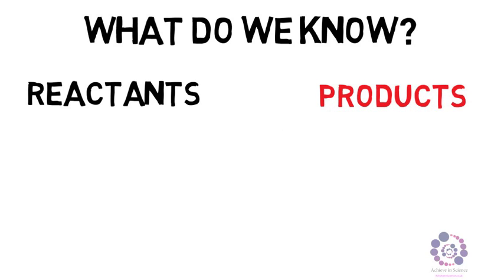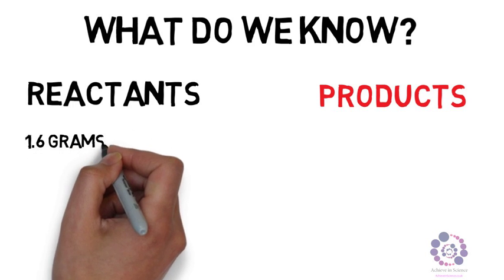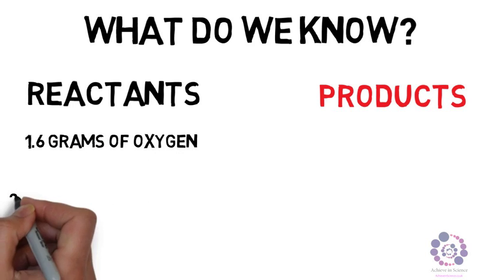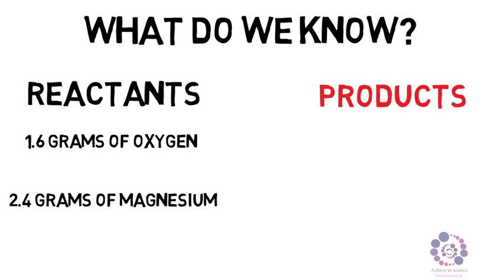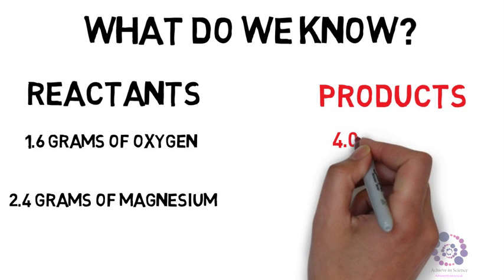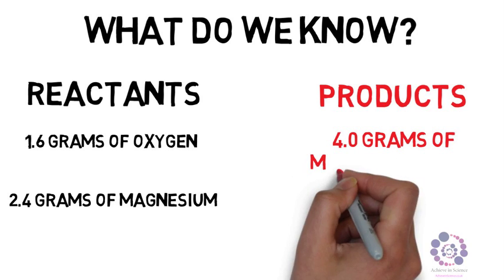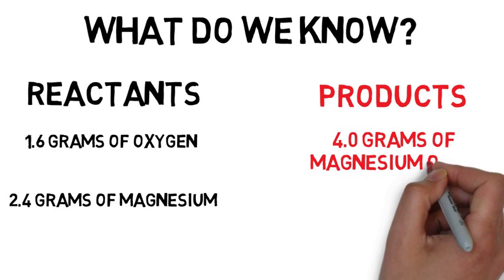The reactants in this question are, you have 1.6 grams of oxygen reacting with 2.4 grams of magnesium. There is only one product in this case, and the product is magnesium oxide, of which you form 4 grams.